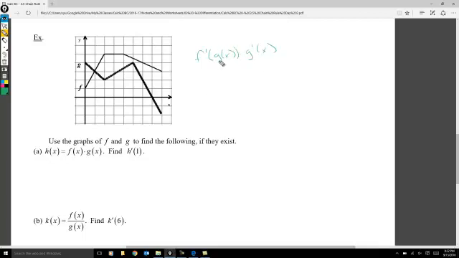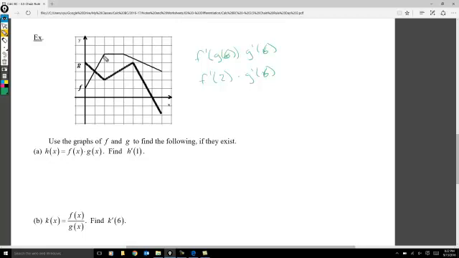So I need to find what g of 6 is. I look at my graph, and I know that g of 6 is 2, so that means I need to find f prime of 2. I look at 2, I look up and, what's that called? That is a sharp turn. There's no derivative here.